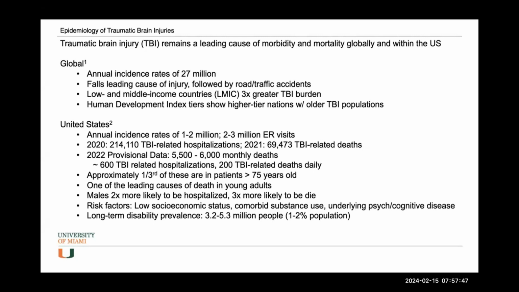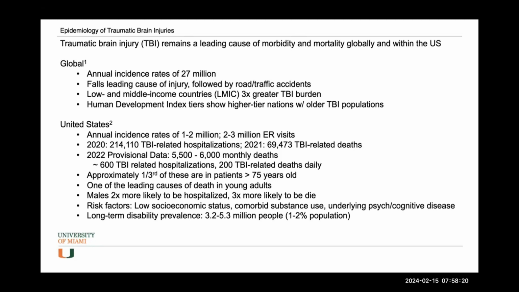Globally, falls are the leading cause of injury, followed by road and traffic accidents. And then when we look at a comparison based off the socioeconomic diversity of nations and what the TBI index looks like, when you look at human development indices, which measure education rates, life expectancy, and per capita income, higher tier nations actually have older TBI populations, which would make sense given that the patients often tend to live longer. They'd probably suffer more falls as opposed to something more akin to vehicular trauma or direct head trauma.